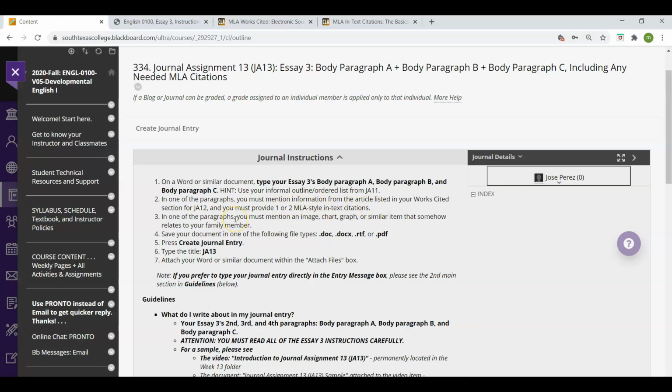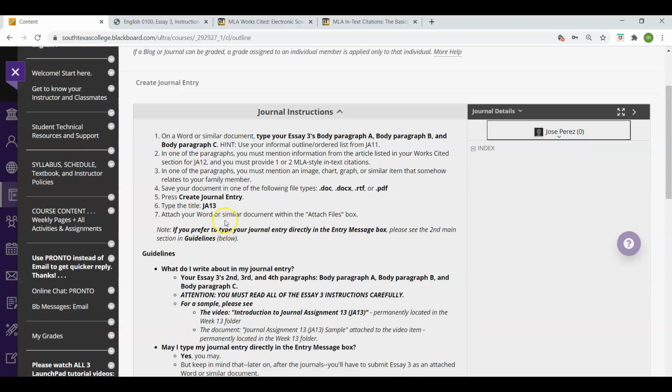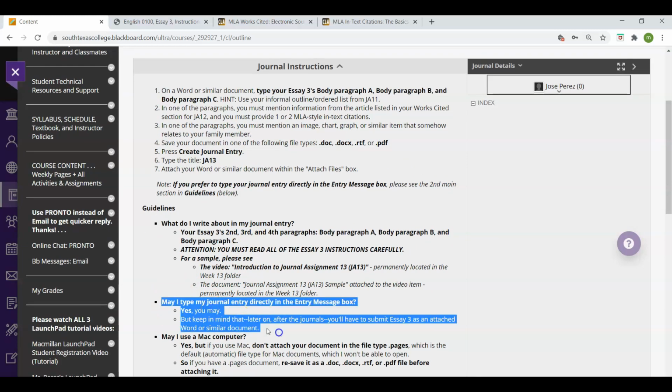Number 3, in one of the paragraphs, you must mention an image, chart, graph, or similar item that somehow relates to your family member. Number 4, save your document in one of the following file types, right there. 5, press create journal entry. 6, type the title, JA13. And then 7, attach your Word or similar document within the attach files box. Note, if you prefer to type your journal entry directly in the entry message box, please see the second main section in the guidelines below. So you would see this right here.